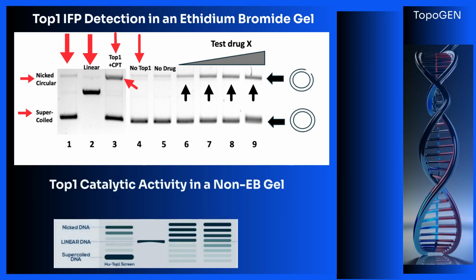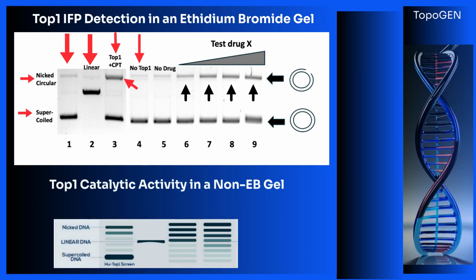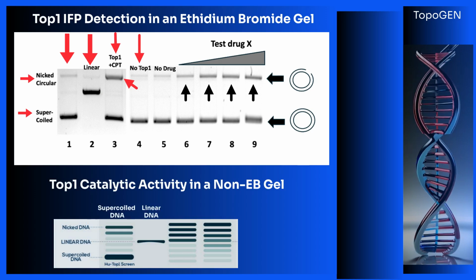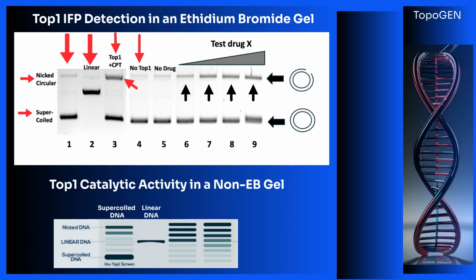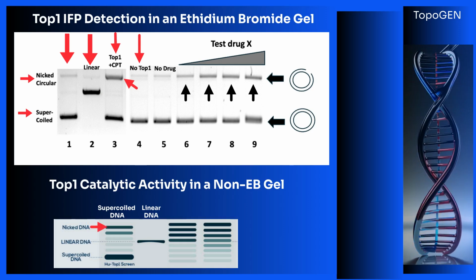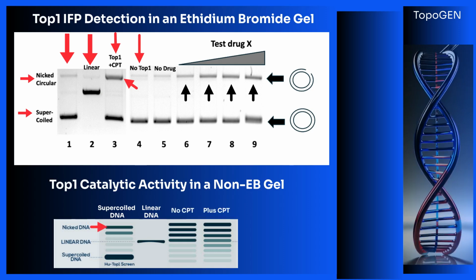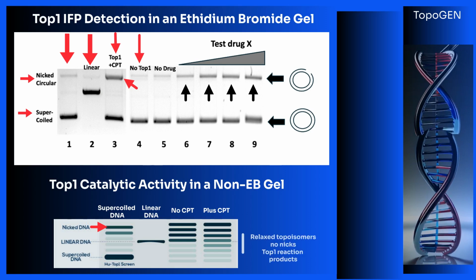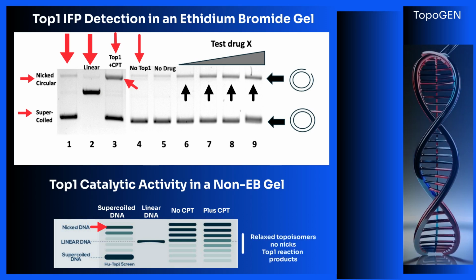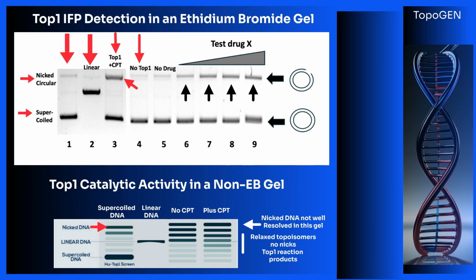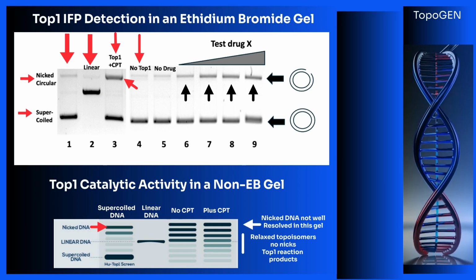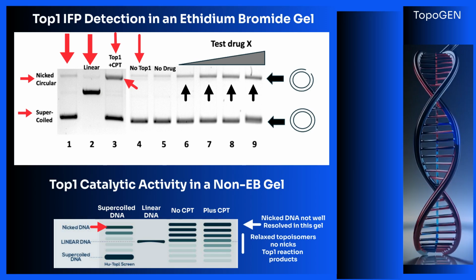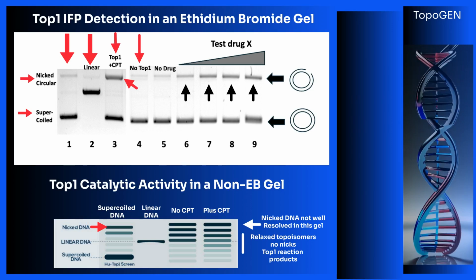The lower gel shows how we detect TOP1 catalytic activity in a non-EB gel format. Supercoiled and linear DNA markers are visible. The IFP nicked product is indicated with a red arrow. Minus and plus CPT lanes show relaxation products as a variety of DNA bands with different linking numbers. Note that the nicked DNA cleavage product is hard to resolve in gels without EB. Stated differently, non-EB gels are better for observing catalytic TOP1 activity, but less effective for measuring the nicked IFP product.